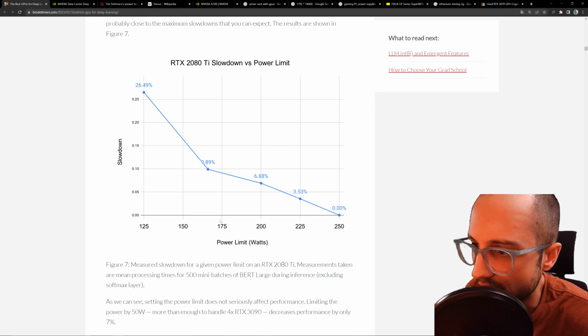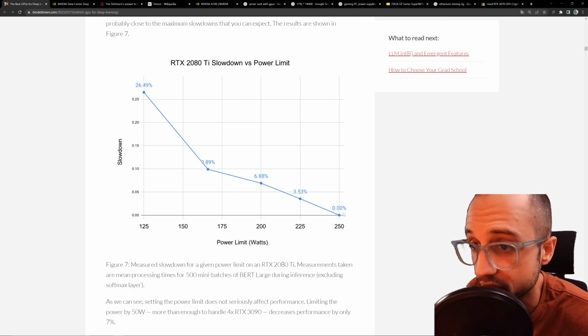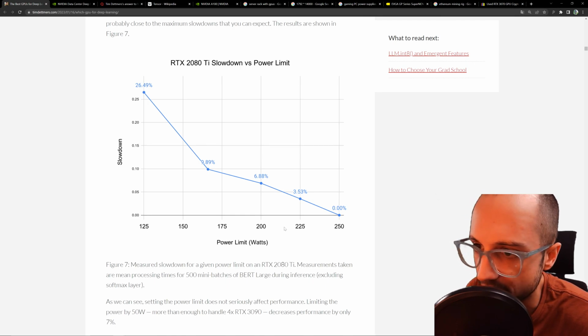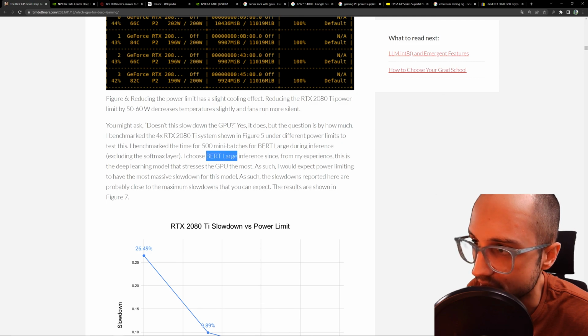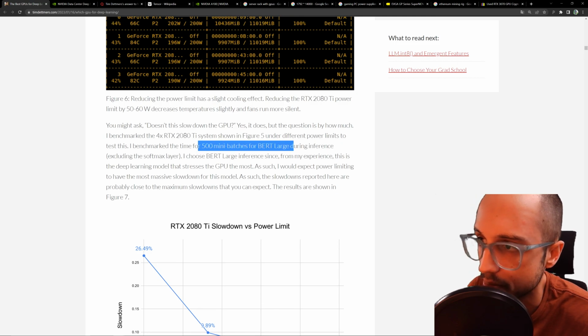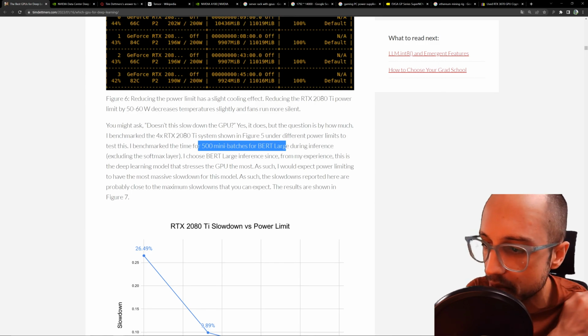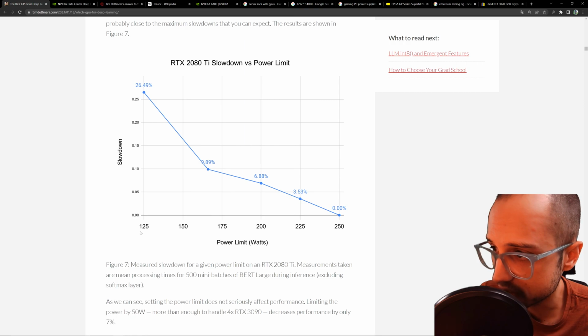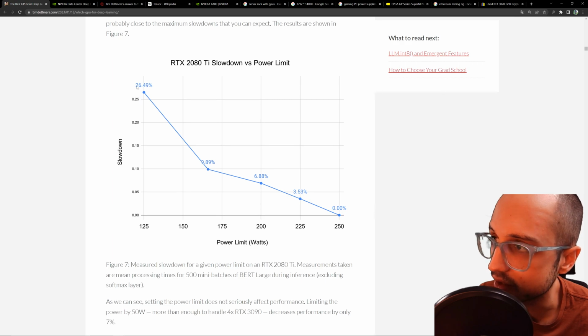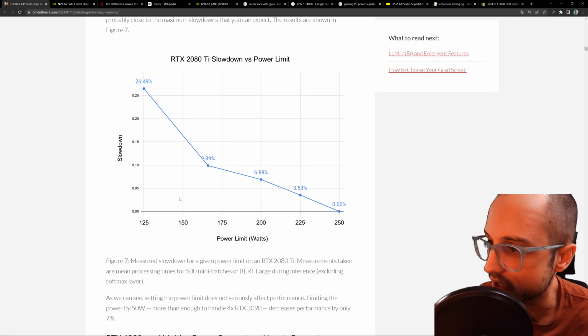Okay, so here he put power limits on his system with 4 GPUs, and he limited the power from 250 all the way to 125, and you can see how limiting to 250 didn't actually decrease the performance, right? Where performance is how long it's taking to do mini batches of BERT large, where BERT is basically a large language model. And he power limited all the way to 125, and at 125 you do get quite a significant slowdown. Now you're at 26% slowdown.